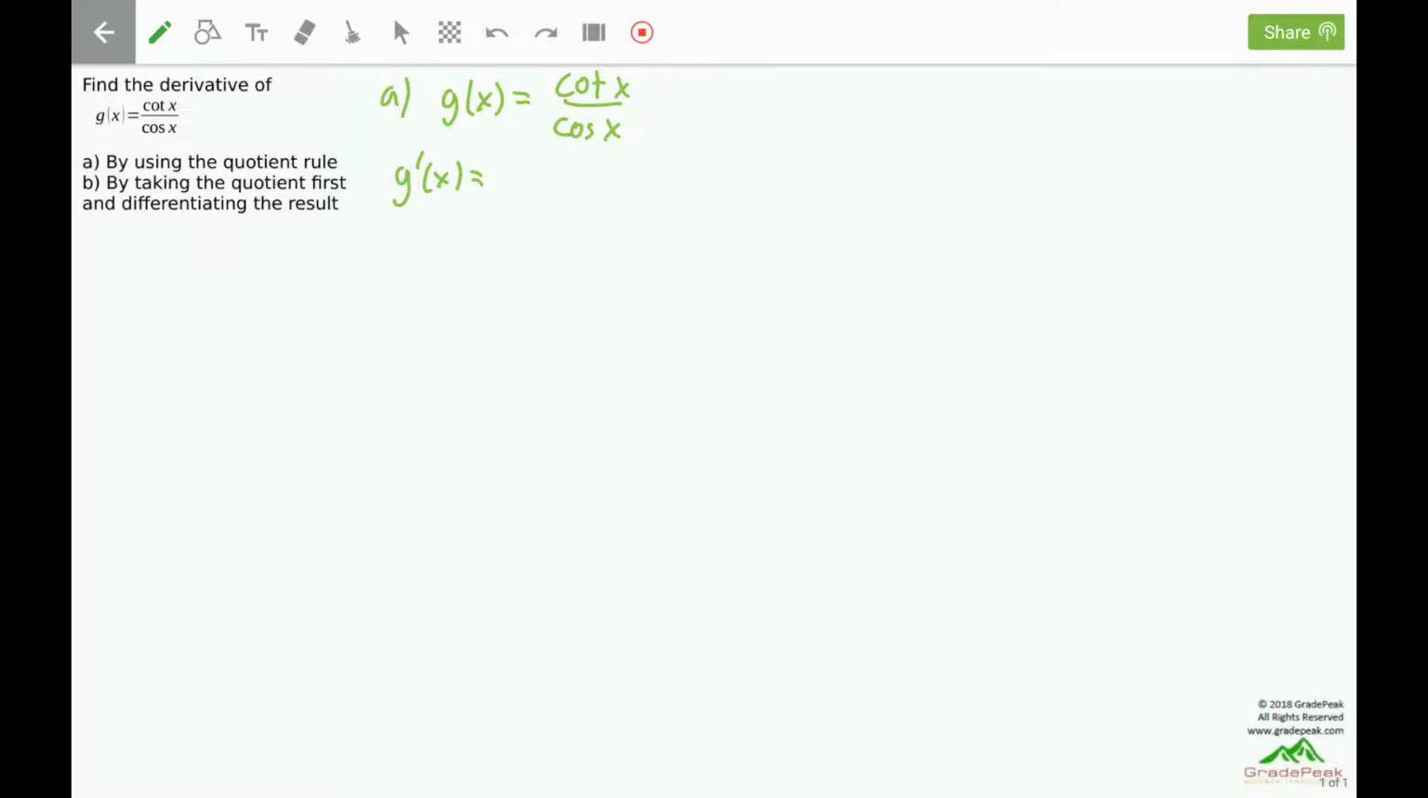G prime of x will be the quotient rule: the derivative of the numerator, derivative of cotangent, which is negative cosecant squared of x, times the denominator left alone, cosine of x, minus the numerator left alone, cotangent of x, times the derivative of the denominator, derivative of cosine is negative sine of x, all over the denominator squared, cosine of x squared.